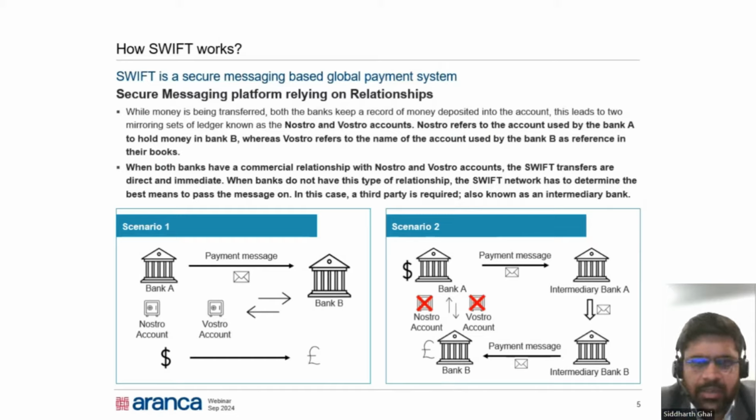So there is a concept of Nostro account. A Nostro account is an account that Bank A has with Bank B, wherein the currency in the native form is kept in Bank B of Bank A. So that is an account that usually Bank A has in Bank B. And Bank B refers to that account as a Vostro account in its ledger. This is the relationship that is created between Bank A and Bank B.